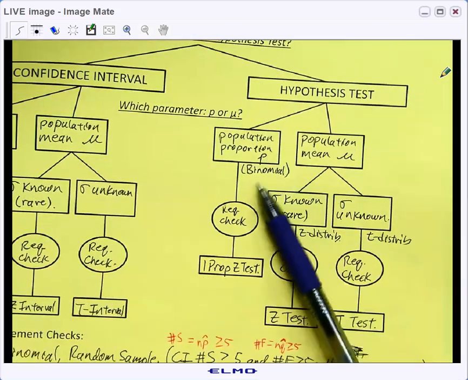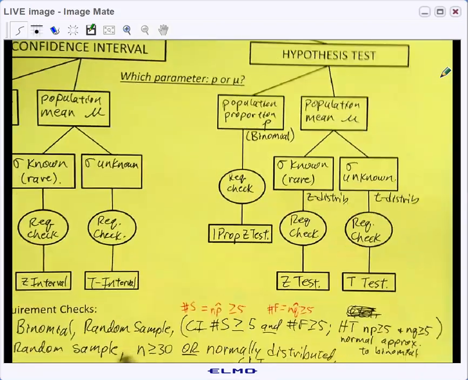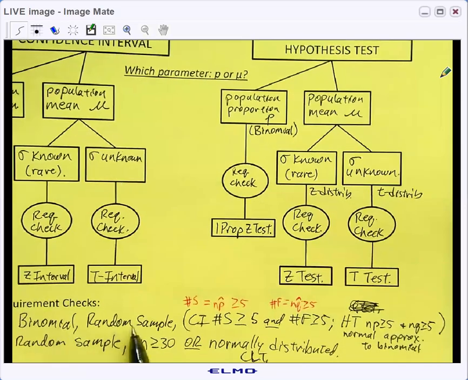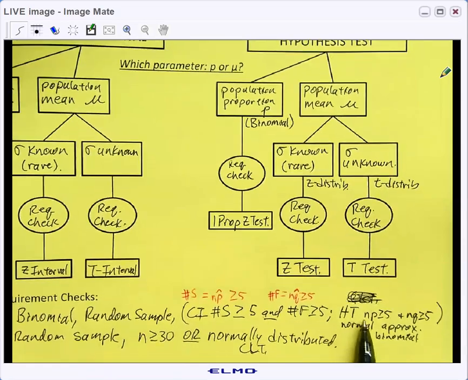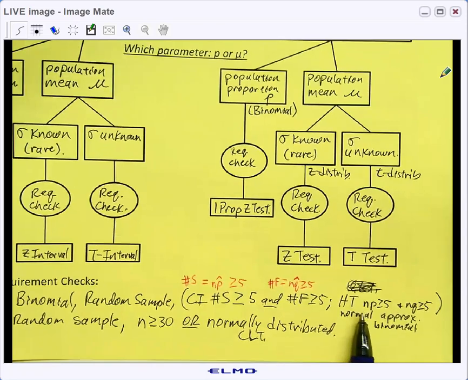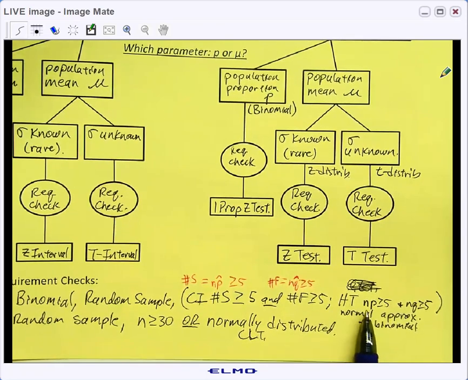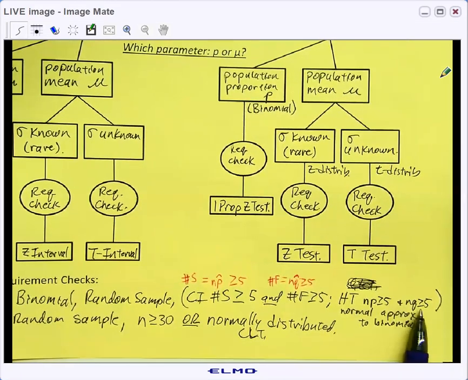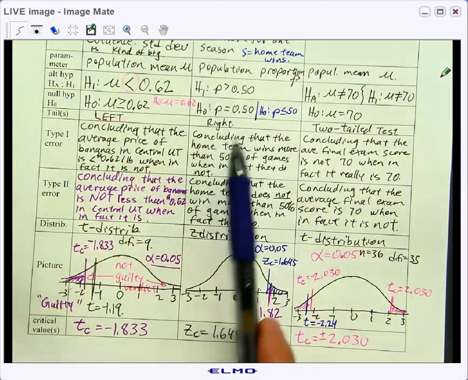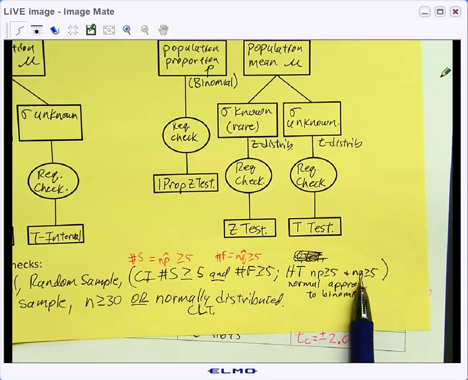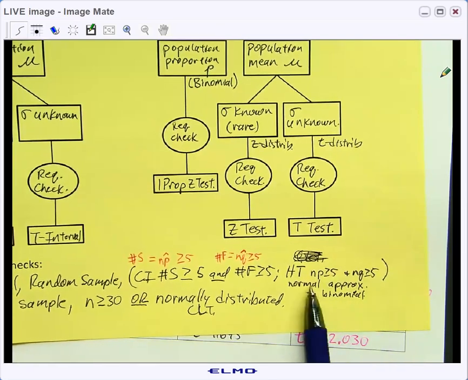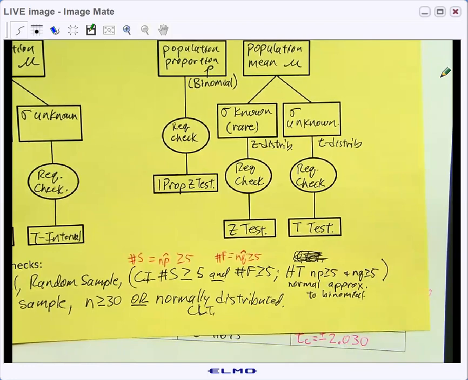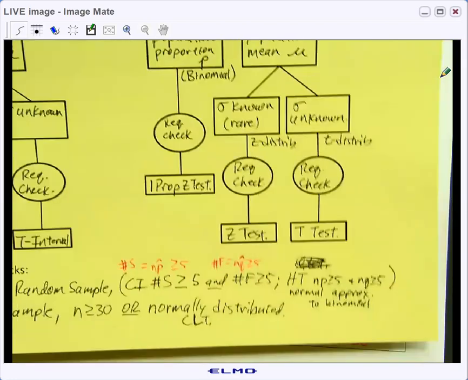It's a binomial. Okay. And we're going to do our requirement check. We had a binomial. We talked about that. We had a random sample. And on a hypothesis test, we do have a claim for what little p is. So we're going to do n times p and n times q. And since we had a sample of 40 games in here, n times p would be 20 and n times q would be 20, which are both greater than 5. So the normal approximation with the binomial would fit very nicely here. So we will use the Z distribution.